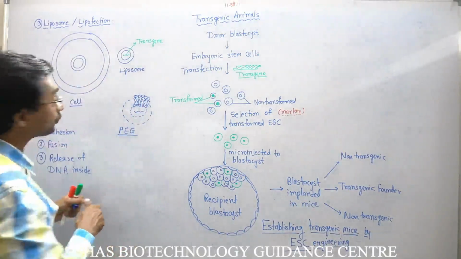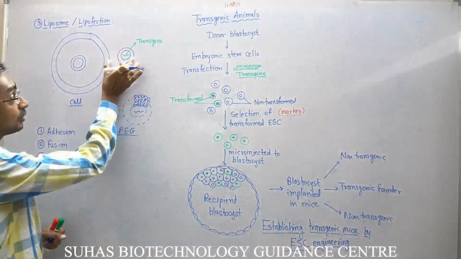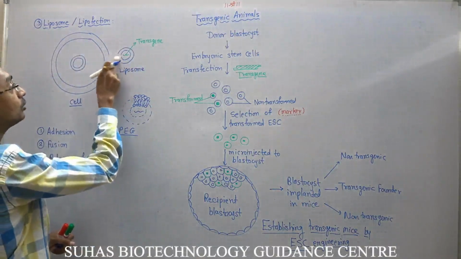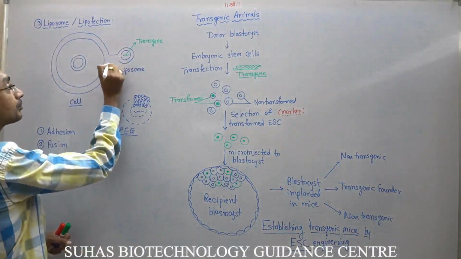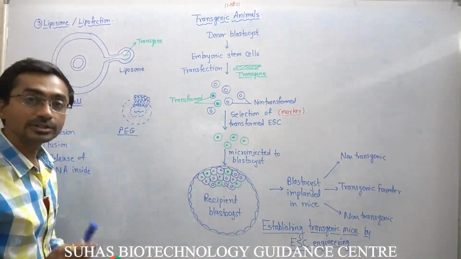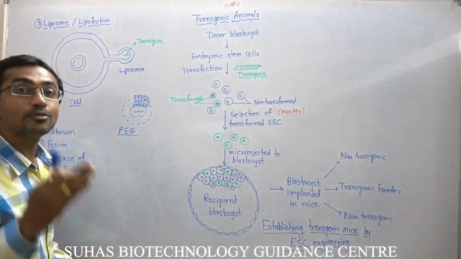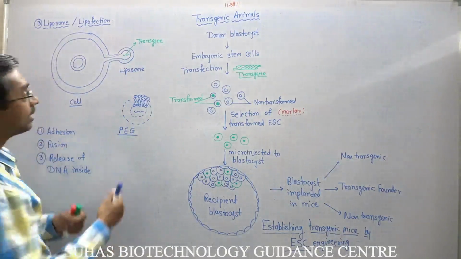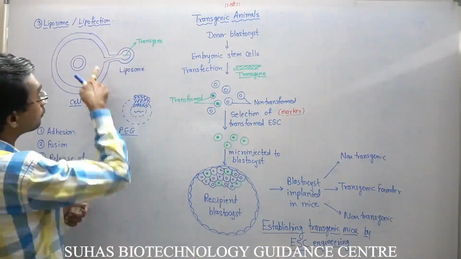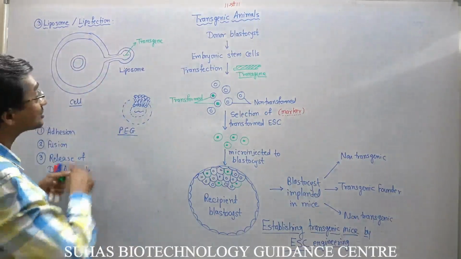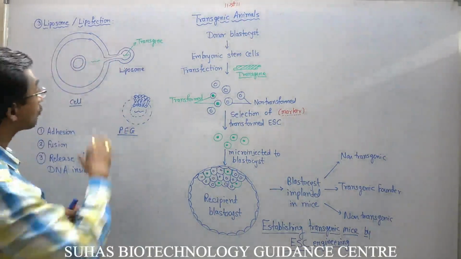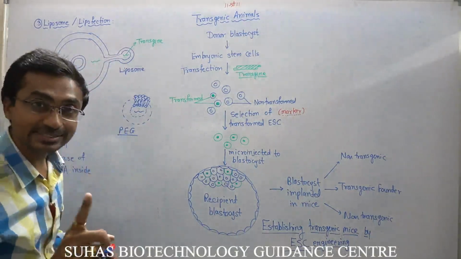In this case, it is well possible that this liposome will go close to the cell, and this outer to outer membrane will fuse and inner to inner, because the plasma membrane maintains fluidity, and that's why when this lipid bilayer comes close, it will fuse, transferring this transgene inside the cell. This is how transfection can take place.